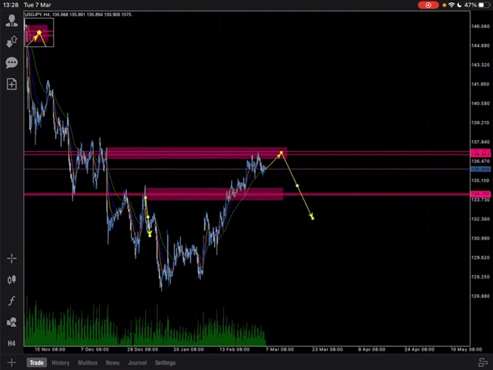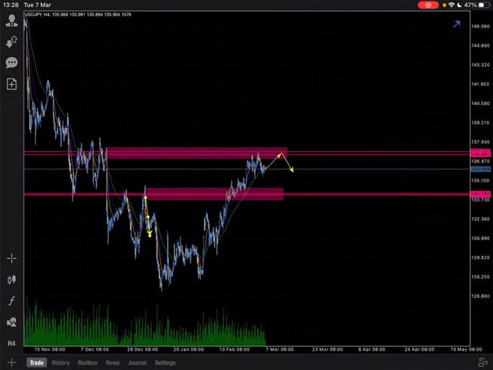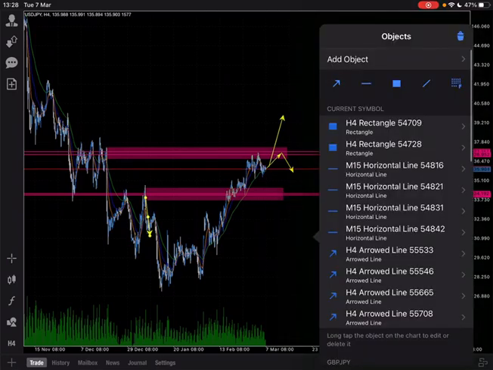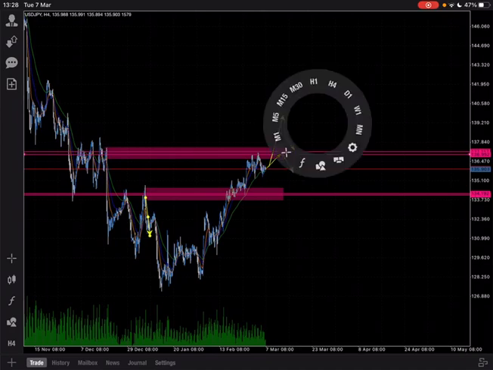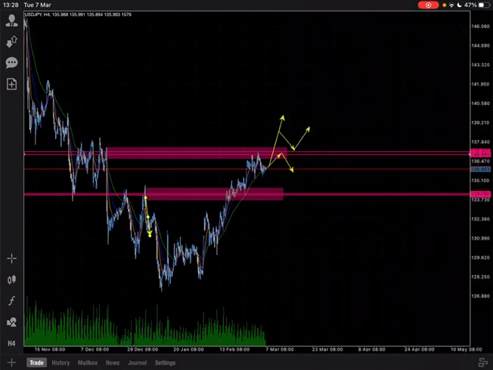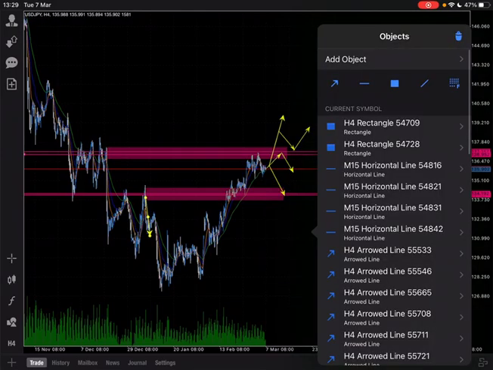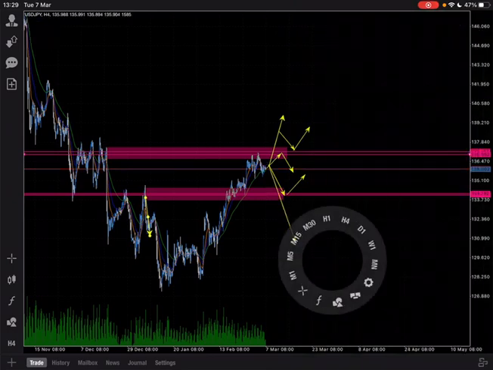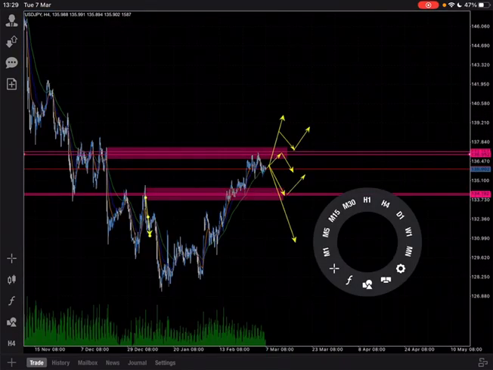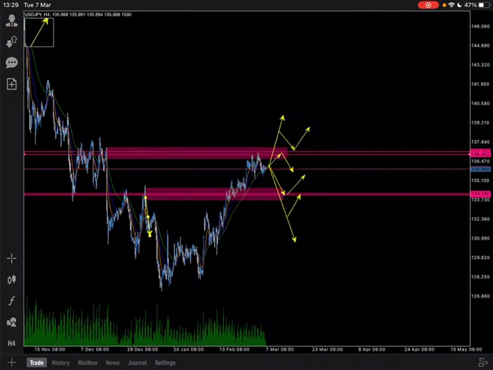Now, if it decides to climb up into our sell zone and respects it, then potentially we can catch a sell back down. But if it breaks above, then it might want to test a higher area. Oops. What is happening? My iPad's a bit glitchy. Okay, vice versa. If it decides to drop down into our buy zone, and respects it, then potentially it might want to bounce back up. And last but not least, like this.